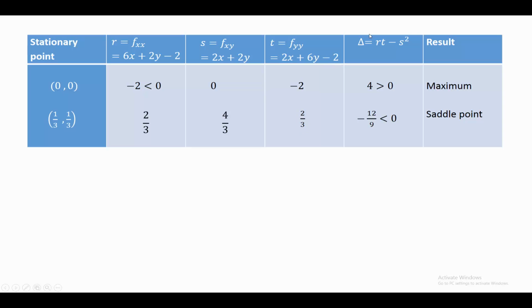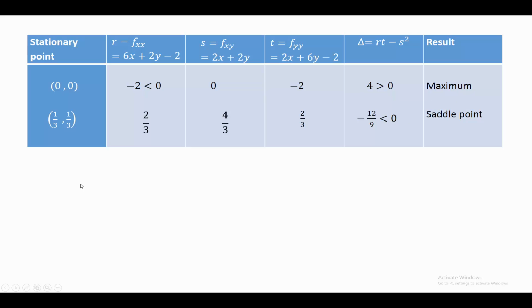Now delta equal to RT minus S square. Now RT means minus 2 into minus 2 is plus 4, minus S square 0, is only plus 4, means delta is positive and value of R is negative. Delta positive, R negative means the function is maximum at point (0, 0).